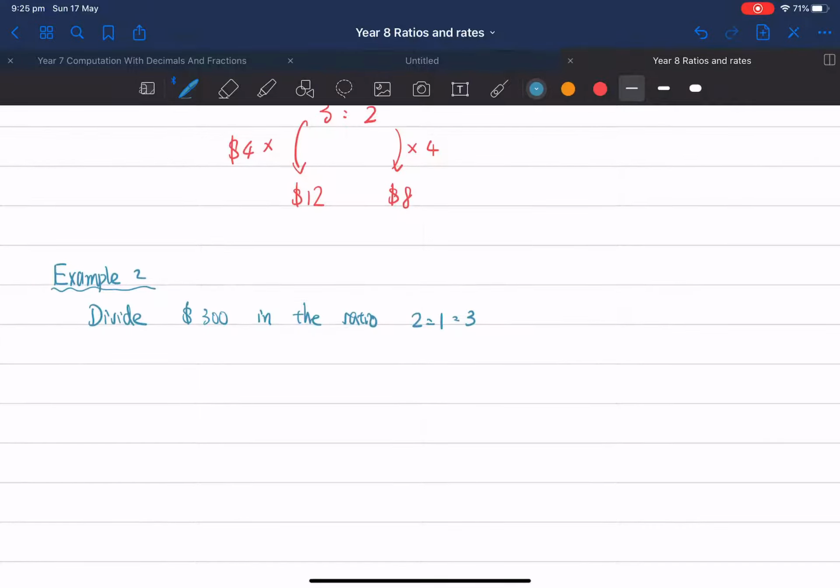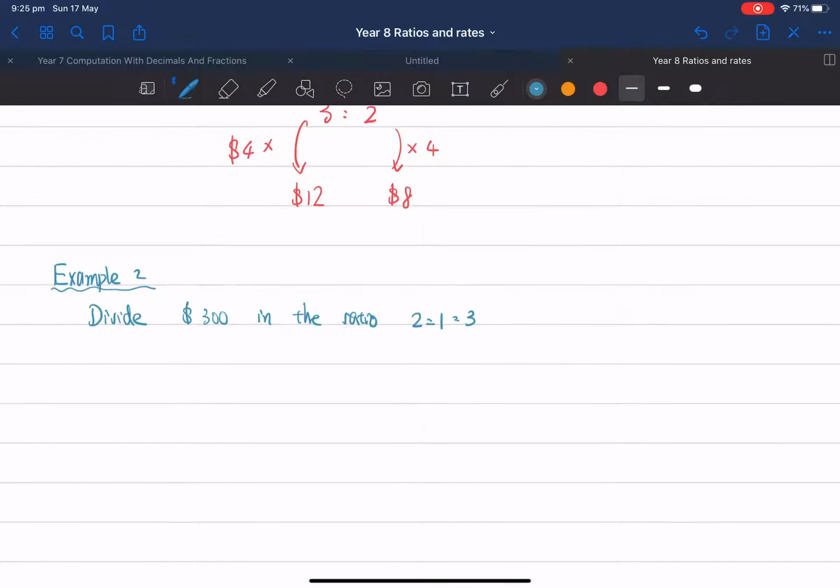Well, I'll call this the first method, because I would like to show you another way to do it. Instead of using a unitary method, we can also use a fractional way to work out the answer, a fraction method, and you can choose which way is easier for you to do. So for method 1, I would like to find out the total parts.